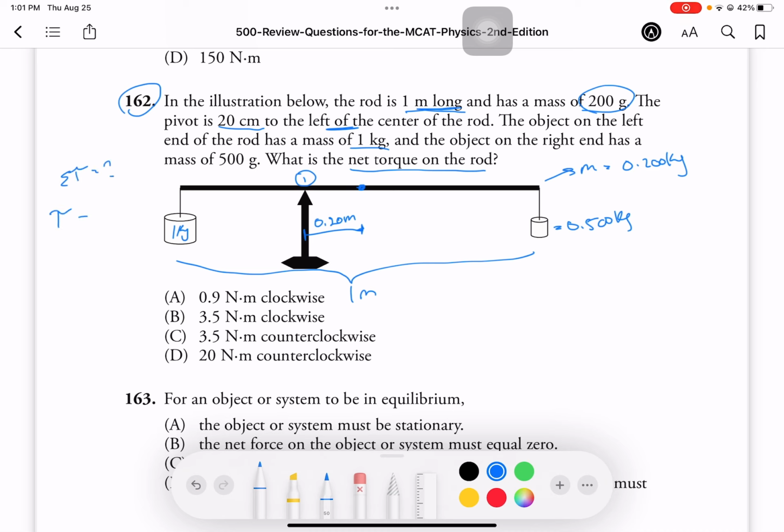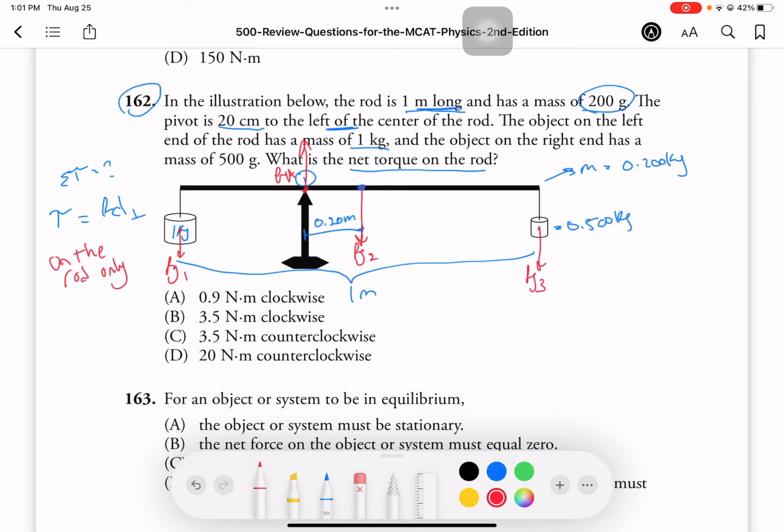I'm going to use this definition: torque equals the force multiplied by the distance that is perpendicular to that force. So let's apply the forces that are acting on the rod itself, on the rod only. The first one, I can see this one coming down, so that's FG1, let's call it. Next, we have an applied force going upwards from the rod. I'm going to call this FG2, and then we have this FG3 going downwards.